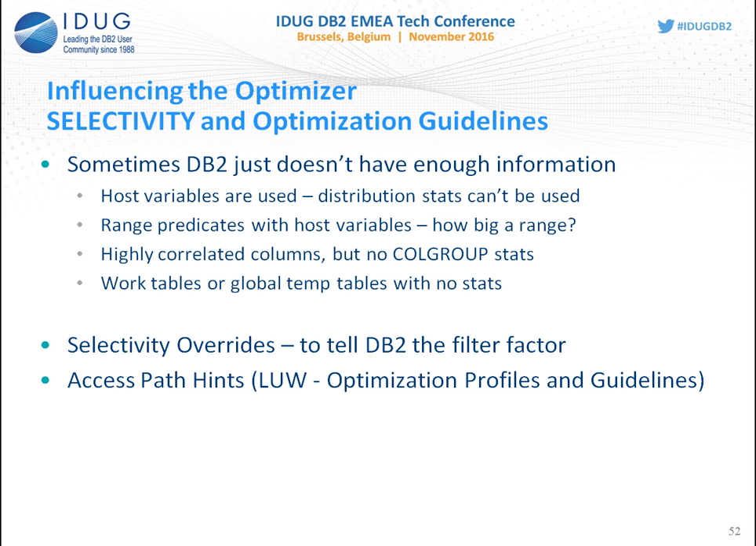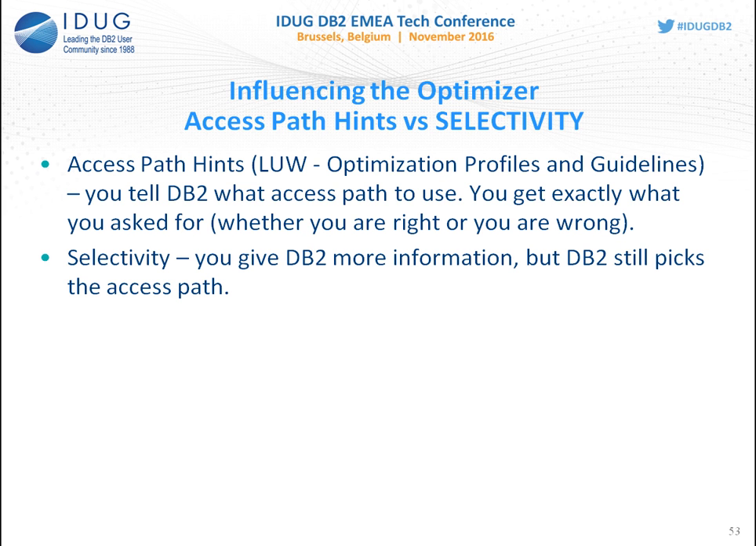Other choice is to do access path hints, which on LUW are called optimization profiles or guidelines. The difference is that in an access path hint, you're telling DB2 what access path to use. You get exactly what you asked for, whether you're right or whether you're wrong. With a selectivity override, you're giving DB2 more information, but DB2 still picks the access path. And this effect was first described many years ago by Mick Jagger.